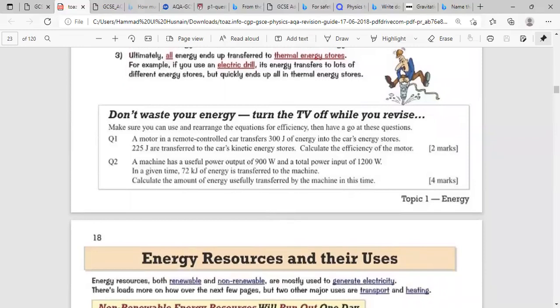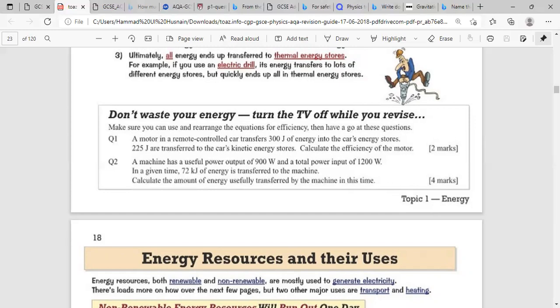Yeah. Okay, so there are a few more questions in this. Let us see if we can solve these questions or not. Can you please read these questions out? Make sure you can rearrange the equation for efficiency and how to go at these questions. So that's how we can solve these questions very easily. Or shall I continue? Yeah, please.